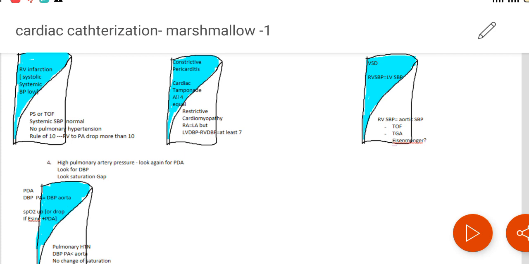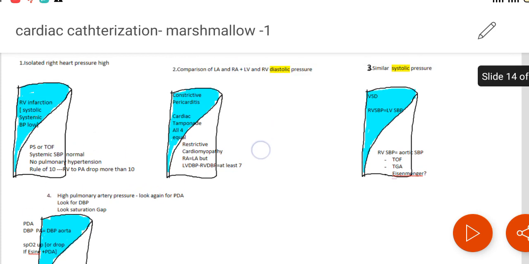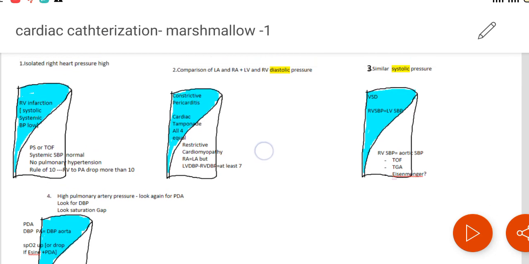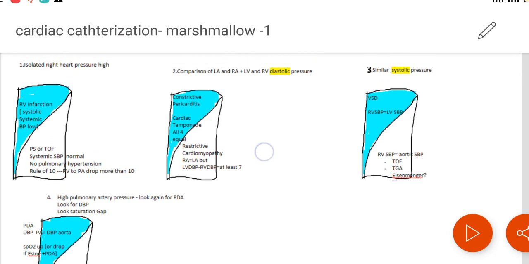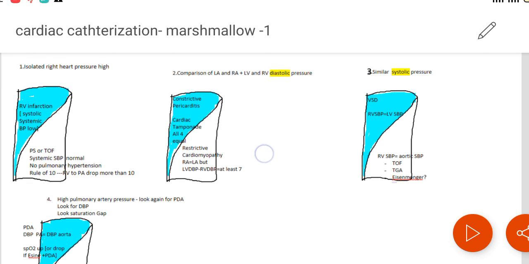So moving on to summarize the blue color side. In the first one, we check the right side pressures are elevated, mainly right ventricular, in the one which has low systemic systolic blood pressure. The other one is the pulmonary stenosis of the tetralogy of Fallot, where there is usually no pulmonary hypertension and systemic blood pressure will be normal, and there's a gap of 10 between the right ventricle and the pulmonary artery.